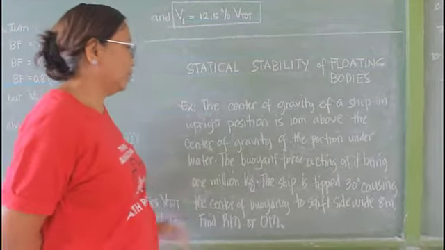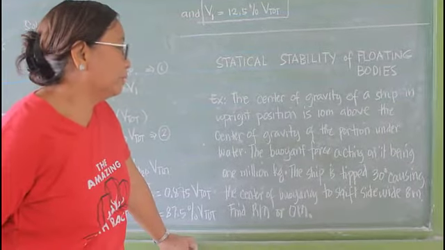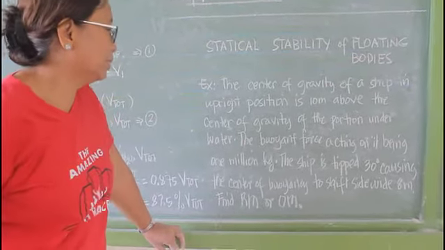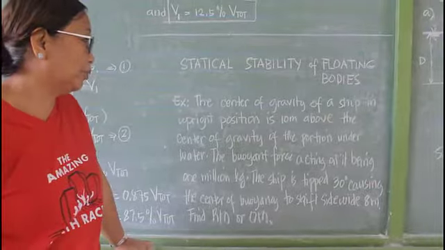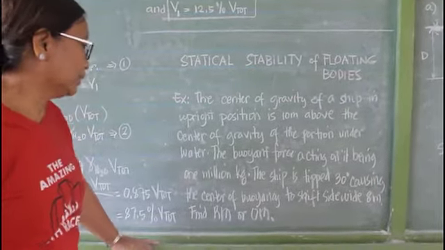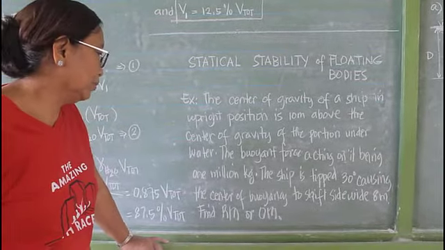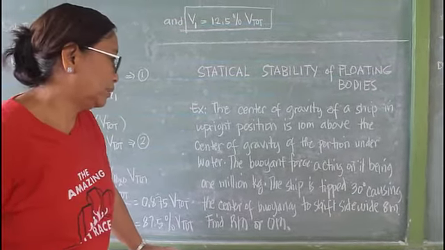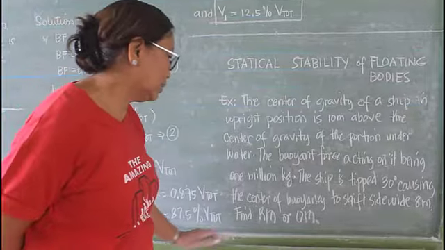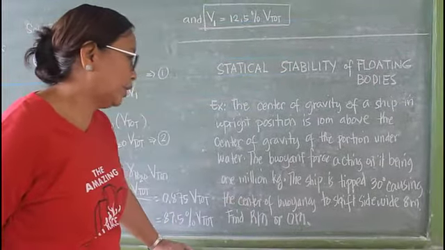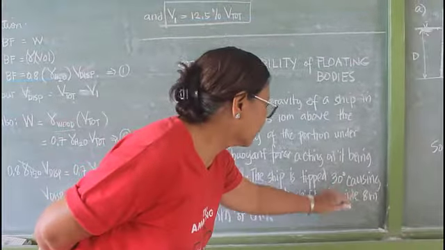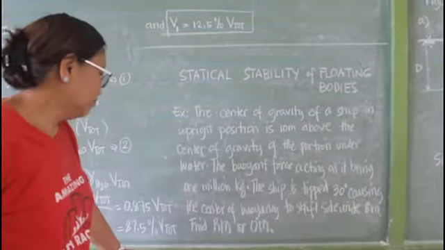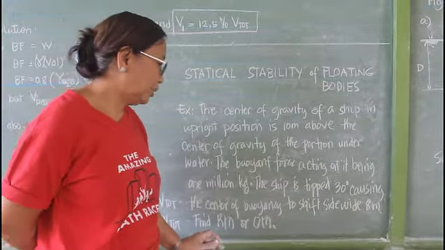Okay, so let's have this one. The center of gravity of a ship in upright position is 10 meters above the center of gravity of the portion which is underwater. The buoyant force acting on it being 1 million kilograms. The ship is tipped 30 degrees, causing the center of buoyancy to shift sidewise, 8 meters, okay? Find the righting moment or the overturning moment.